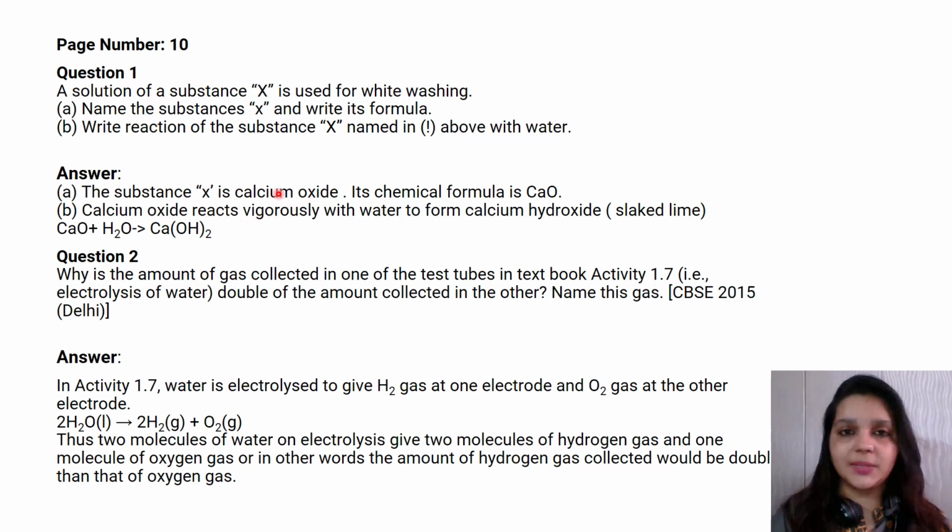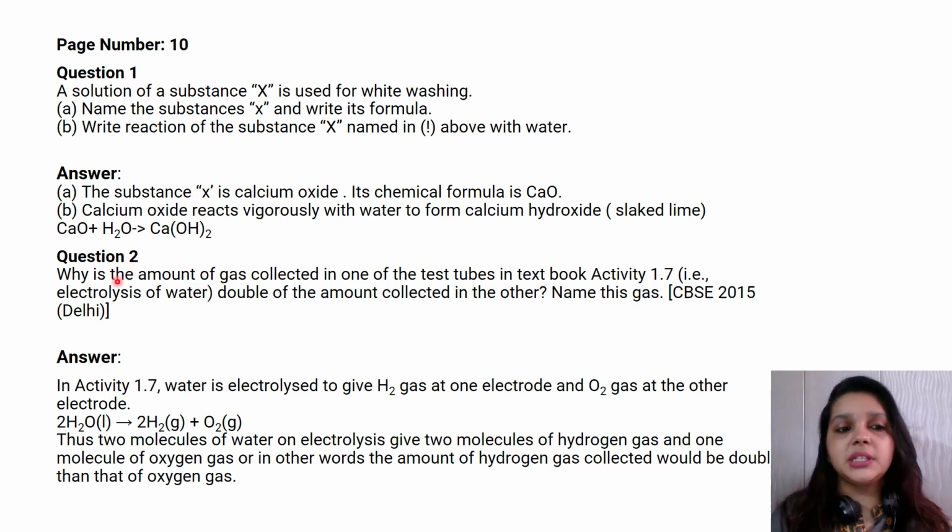We know for whitewashing, calcium oxide is related. Its chemical formula is CaO. And we need to write its reaction with water. So here it goes. Once the calcium oxide reacts vigorously with water, it forms calcium hydroxide, which is slaked lime. So the reaction is CaO plus water, H2O, gives Ca(OH)2. This is also called slaked lime or calcium hydroxide. So these kinds of reactions or questions you will see a lot in your 10th standard. So we need to keep practicing for these.